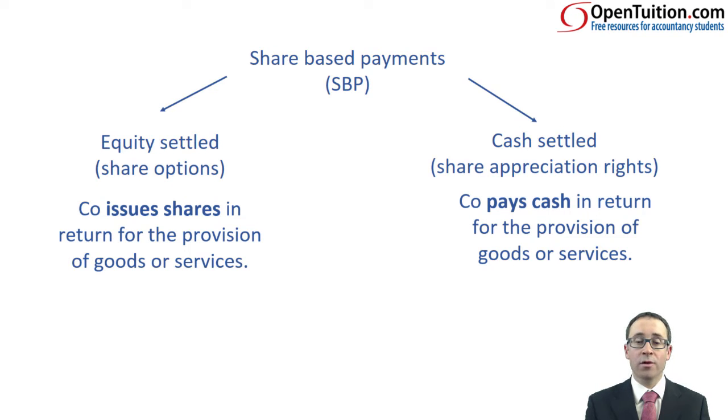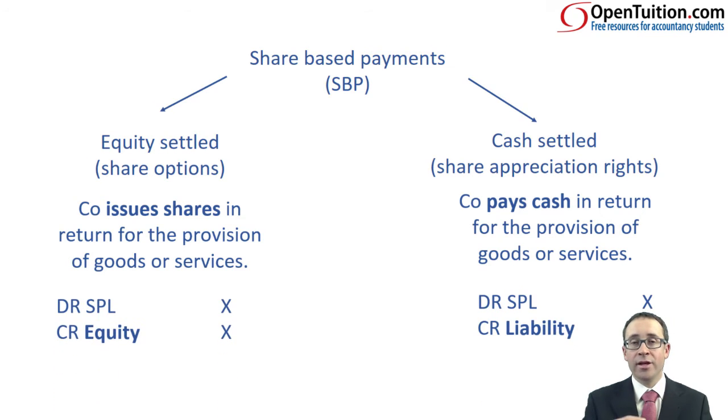Equity settled is whereby the company issues shares or share options in return for the provision of goods or services. Cash settled, the company pays cash in return for the provision of the goods or services. We need to think about the debits and credits. What are the journal entries? Well, we are going to recognise an expense, because if we're purchasing goods or issuing the shares or making the cash payment in return for a service, we have to recognise an expense for the goods purchased or the service that we have used. So under both, we're going to debit the expense.